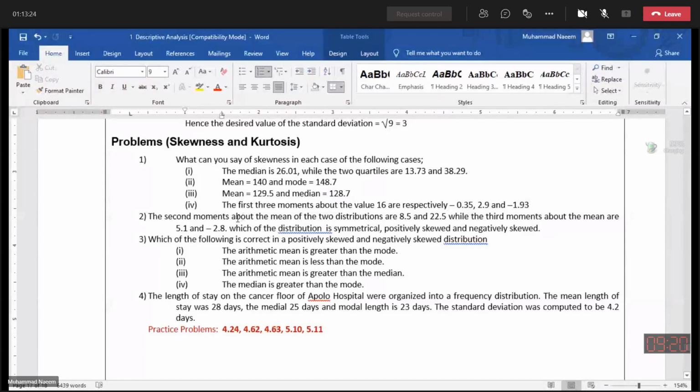In the second exercise, the second moment about the mean of two distributions is given separately, and the third moment is also given. So which of the distributions is symmetric, positively skewed and negatively skewed? Separately calculate the coefficients for both the distributions. Easily we can decide about the skewness.